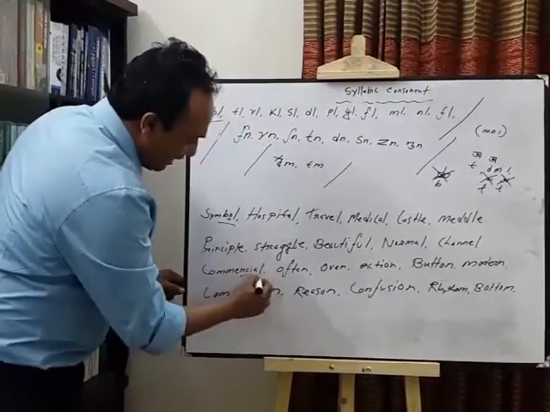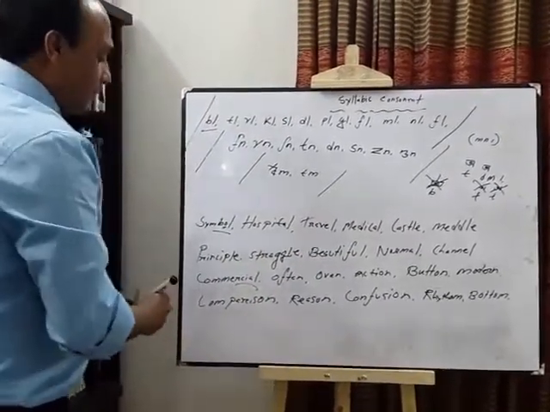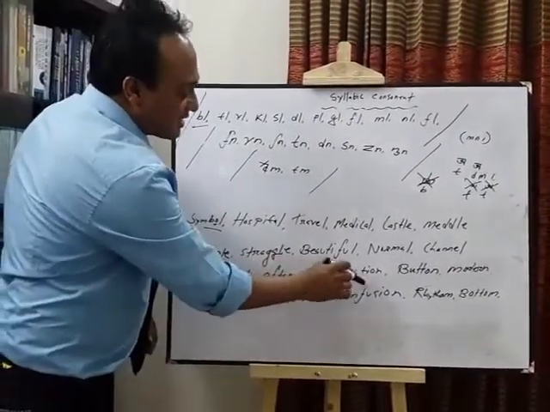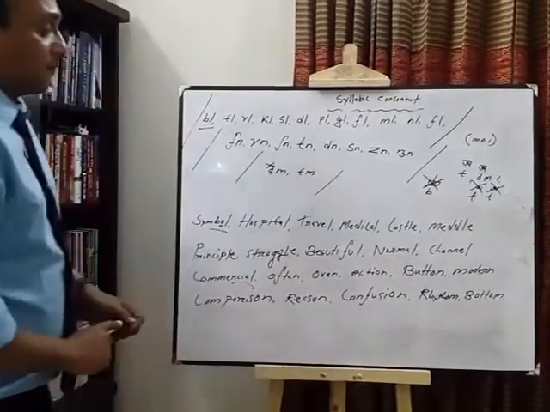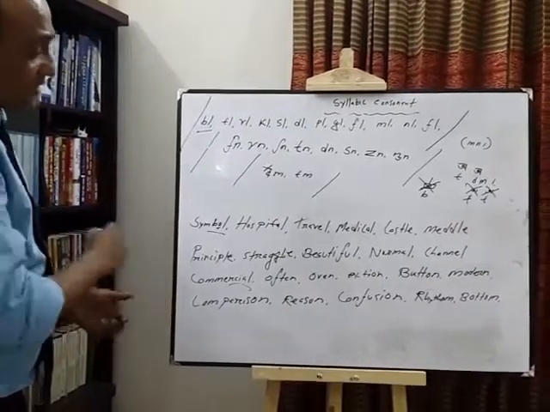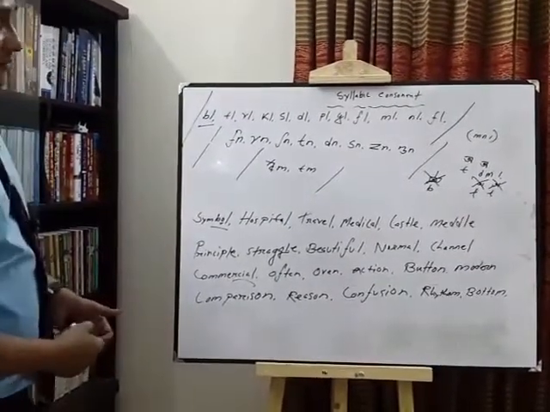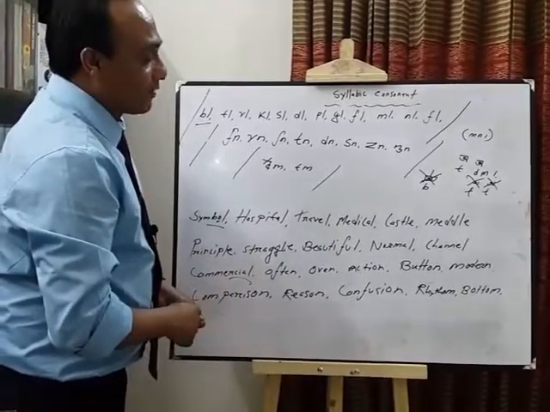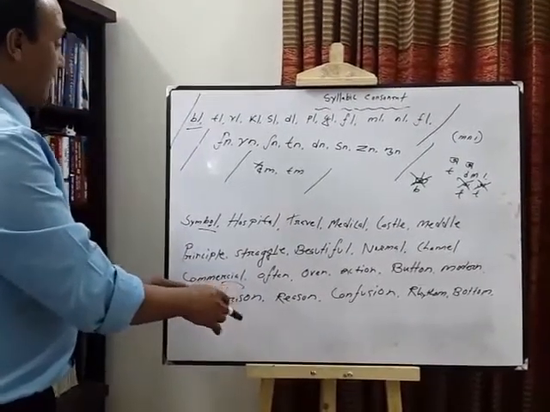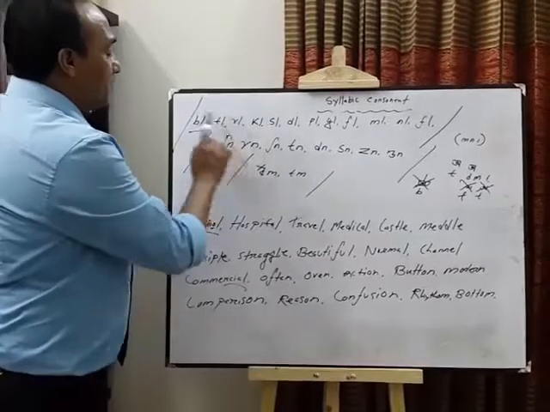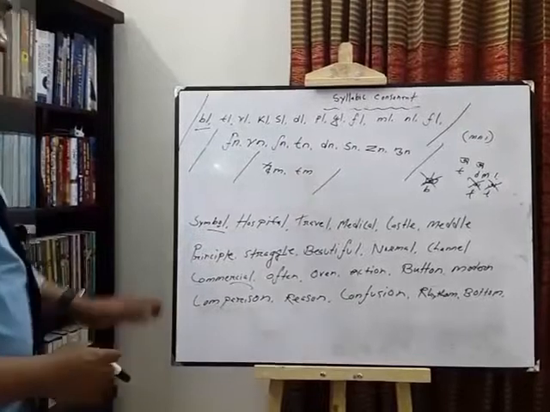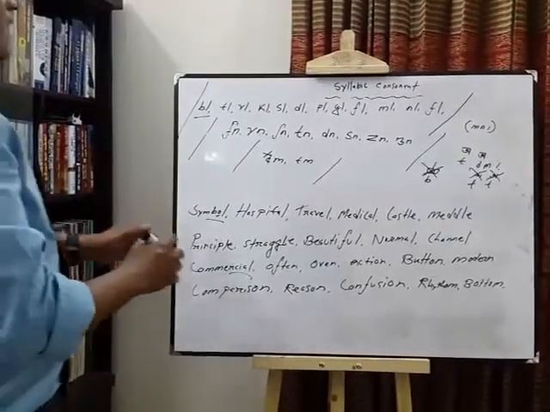We're getting here the sh in commercial. Often. Oven. Action. Button. Modern. Comparison. Reason. Confusion. Rhythm. Bottom. So in all the examples we are getting here, there is a connection with the sounds we have just mentioned. So let's, dears, practice with the sounds again.